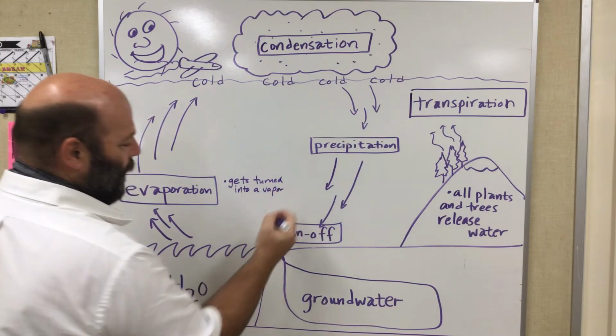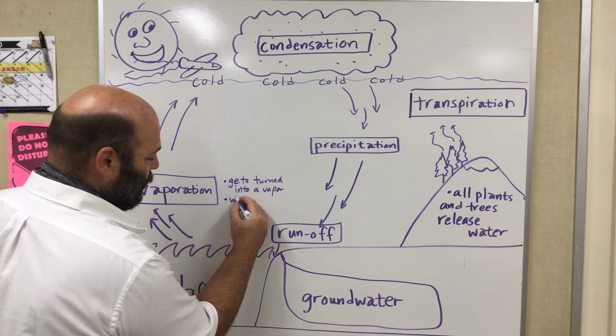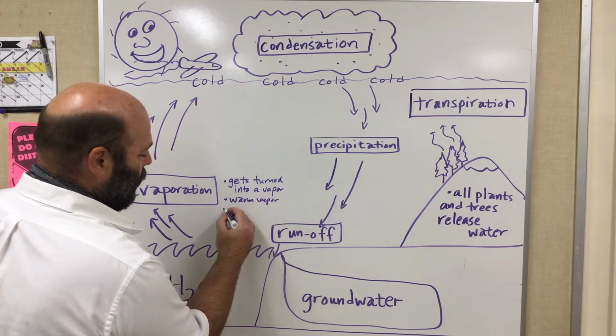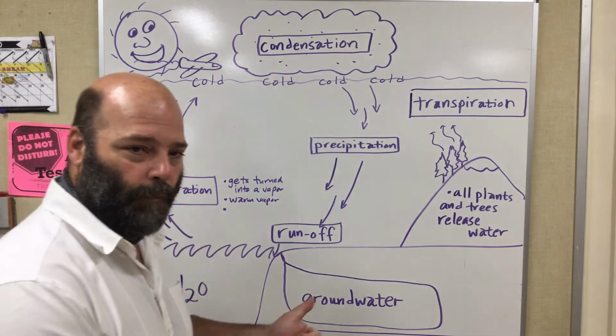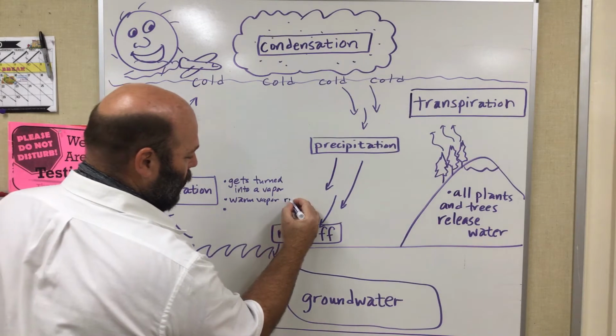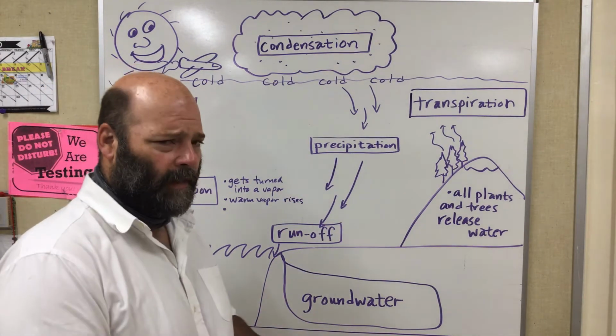And what type of vapor is it? Okay, and we should know this because the sun heated it up, so it should be warm vapor. And what does warm vapor want to do? Warm things want to go up. So warm vapor rises.